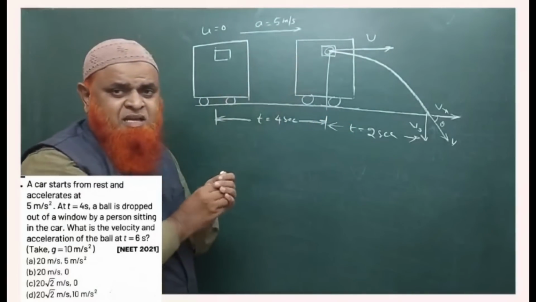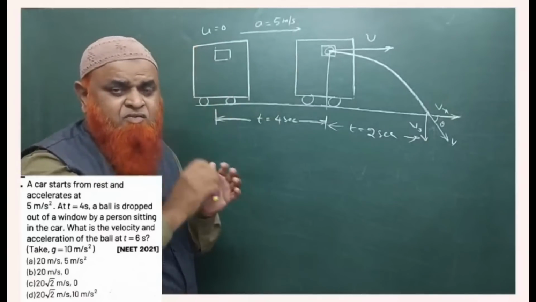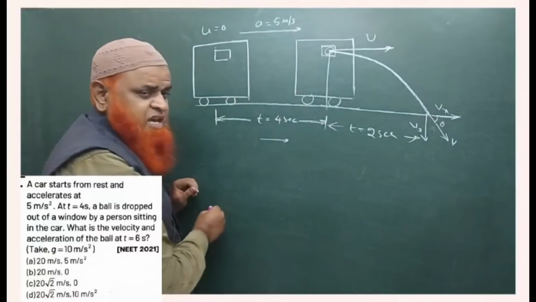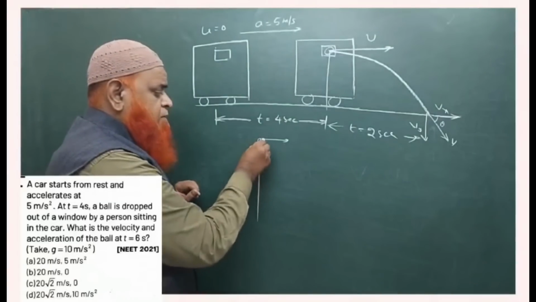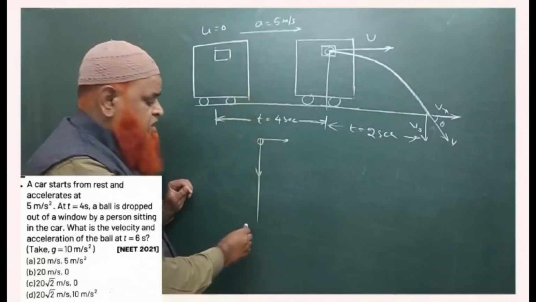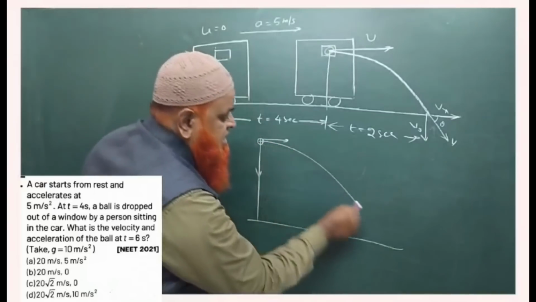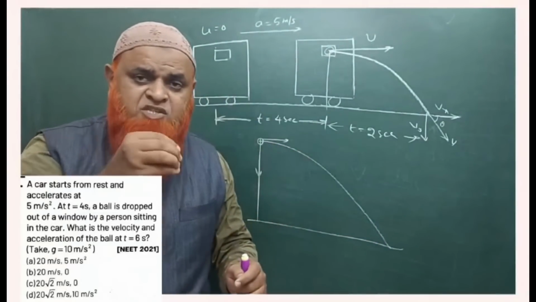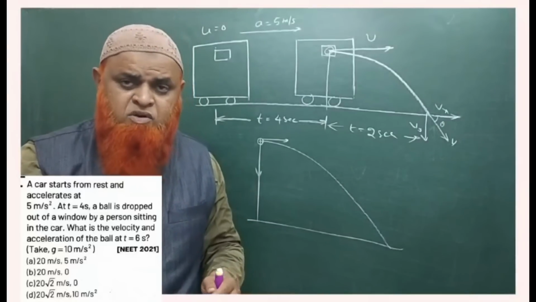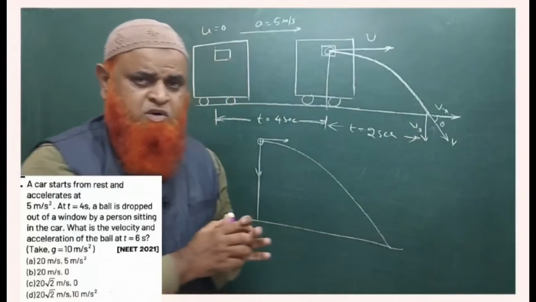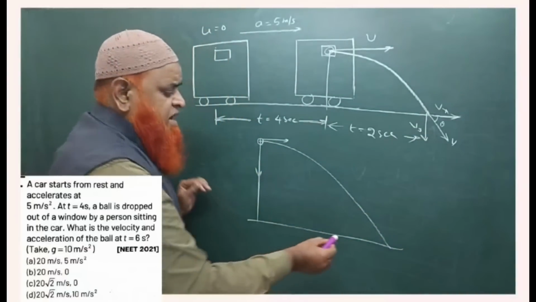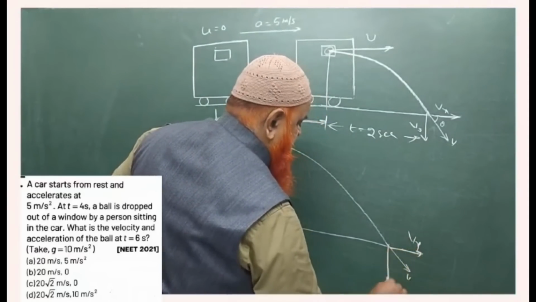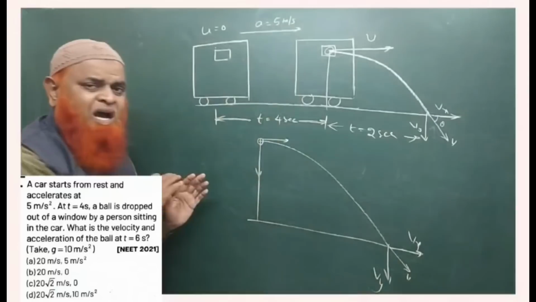After 4 seconds, the ball is dropped from the window. When a moving car is there, and whenever there is a drop of a ball, the ball will not fall vertically downwards. Instead, the ball will go horizontally and strike the ground like this. Just try to understand. If a ball is dropped from a moving car, it doesn't fall directly downwards. Instead, it moves forward and falls downwards in a slanted way. The ball gets velocity in this direction. This is going to be the horizontal velocity and this is going to be the vertical velocity. This is just like a horizontal projection question.